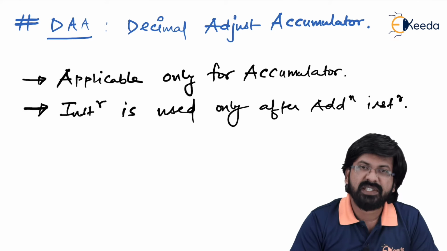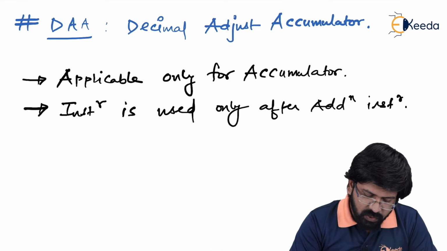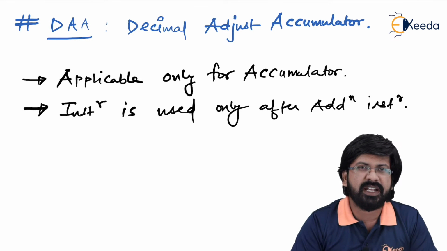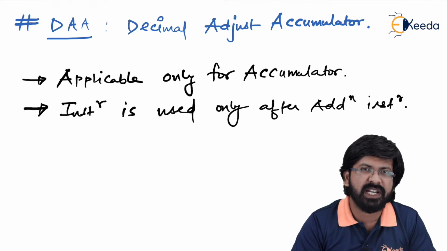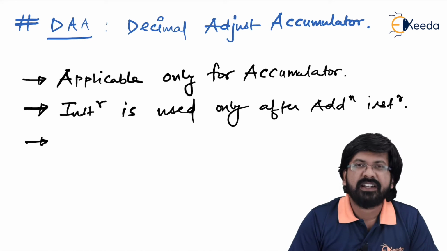So the first fact says it is applicable only for the accumulator. Second, this instruction is used only after an addition instruction, that is the ADD instruction. That ADD can be in any form, that is ADD, ADC and so on. And the other fact is that the DAA instruction is used for BCD addition.